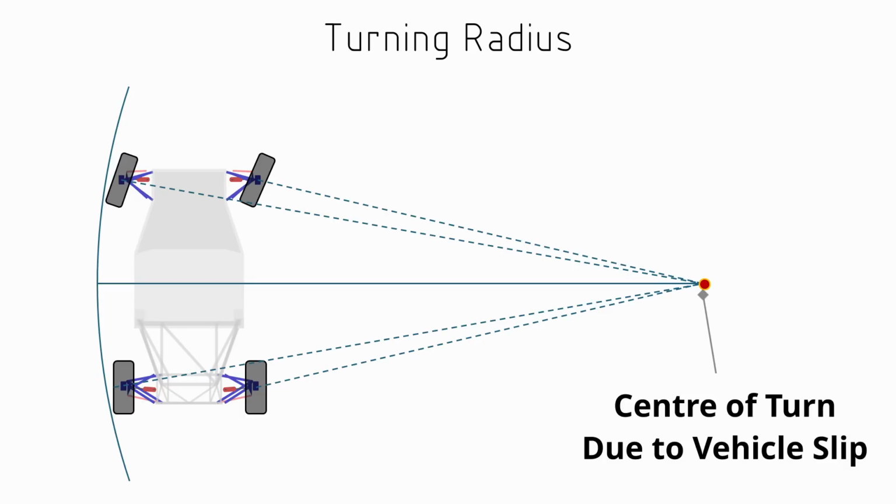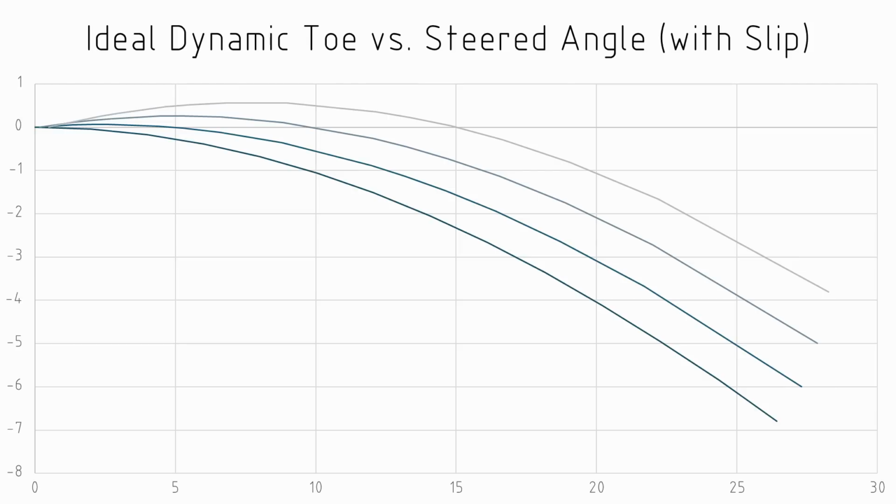Now, if we were to capture the ideal dynamic toe versus a steered angle when we include an ideal slip angle, we see that it is a function of both the ideal slip angle and that steered angle. And we see if the ideal slip angle for a tire is quite large, then we actually get an ideal dynamic toe that is anti-Ackermann rather than pro-Ackermann. So this is pointing towards the idea that we want to know for a given tire what is going to be the ideal slip angle for that tire.